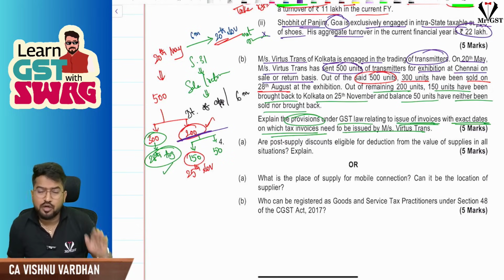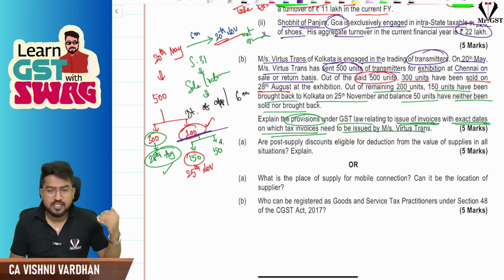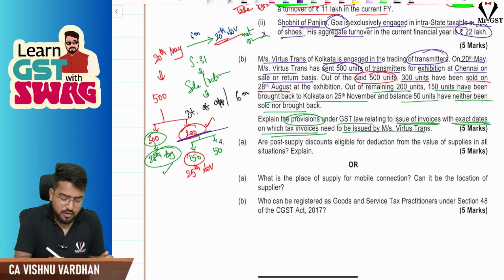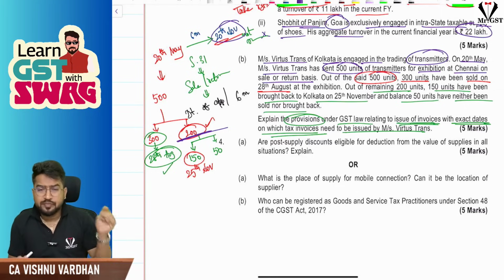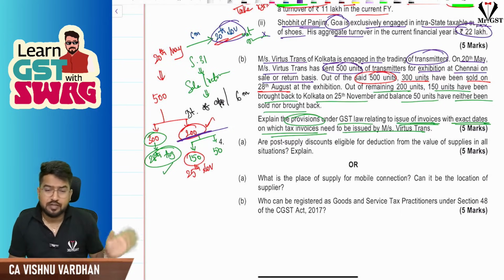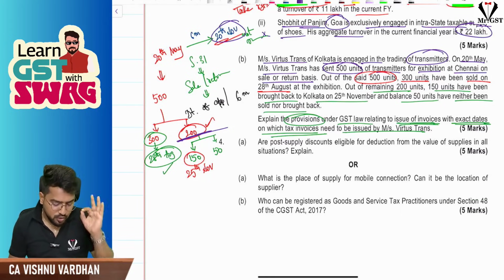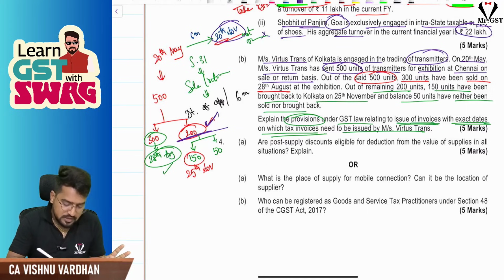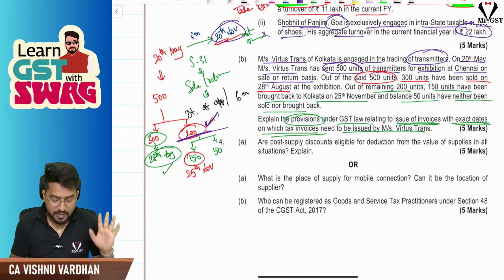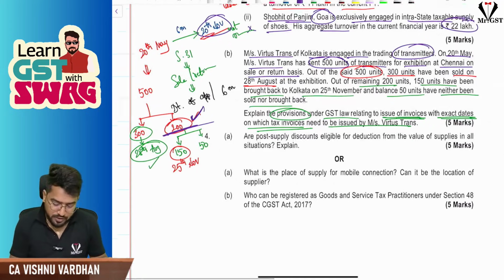On the expiry of 6 months itself, you get the responsibility to raise the tax invoice. So as per the law, for the 150 units, you should raise the invoice on the expiry of 6 months, that is on or before 20th November. And for the balance 50 units which have never been brought back, that also you should do. So for the total 200 units, you should have raised the invoice by 20th November. That is the point.